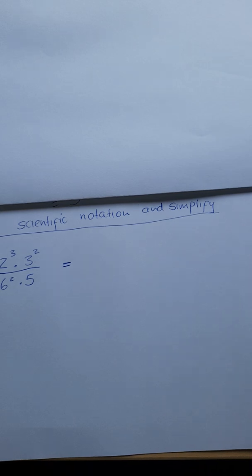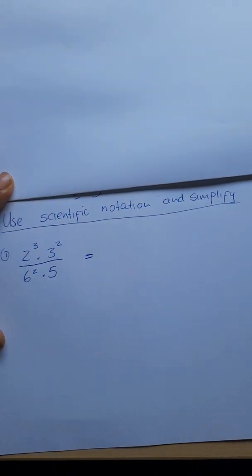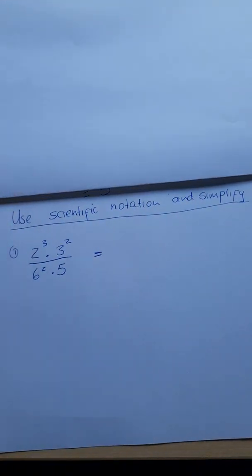Hi again. This is the third lesson now on exponents, and we are still using scientific notation to simplify. Previously we were just dealing with multiplication, but now we are going to have division or fractions. So we need to know how to use scientific notation to simplify. Remember, scientific notation is the same as expanded notation, so you expand.